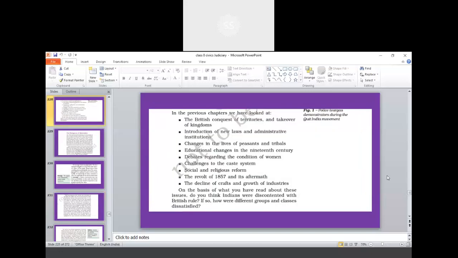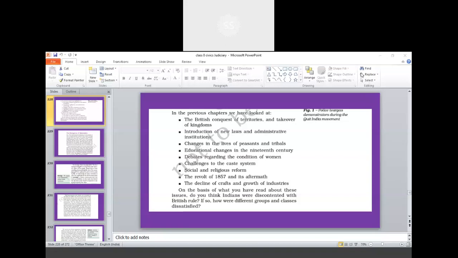Okay. So in the previous chapters, we looked at British conquest of territories and takeover of kingdoms, introduction of new laws and administrative institutions, change in the lives of peasants and tribals, education changes in the 19th century, debates regarding the condition of women, challenges to the caste system, social and religious reforms, the revolt of 1857, and the decline of craft and industries. So can you associate these with the chapters now?